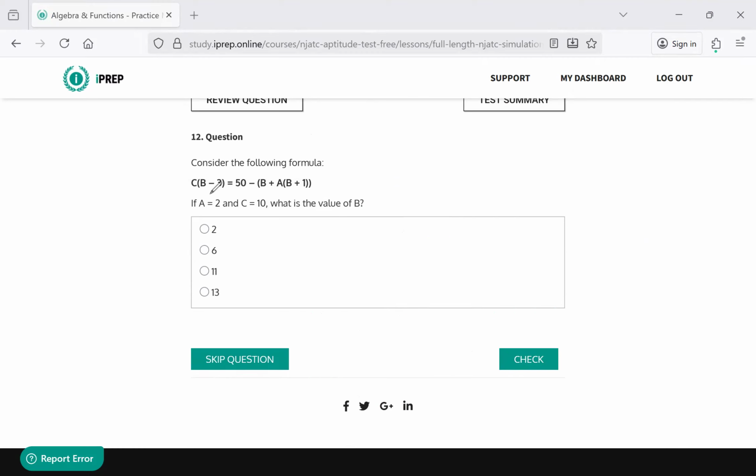Okay, well, let's do question 12. Same thing like 11. They give you this equation. They give you some values. A value is 2, C value is 10. What is B? So before I plug in my values, maybe I should clean it up a bit, FOIL it out, and then move things around. So on the left side, the only thing I can really do is FOIL out this B.